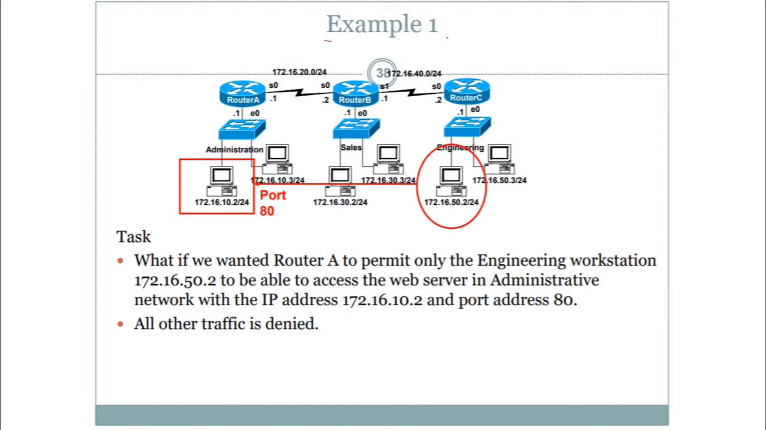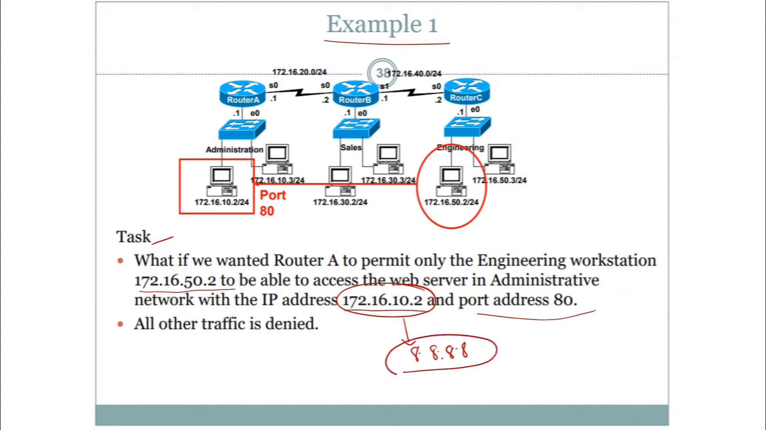So I have taken one example here, and it is saying that our task is, what if we wanted router A to permit only engineering workstation 172.16.50.2 to be able to access the web server in the administrative network with IP address 172.16.10.2 and port address 80, and all other traffic denied. So I will take this network with the IP. So this is the server address 172.16.10.2. Rather than this, I will take a Google server, 8.8.8.8. Okay, and then I will just configure that in Packet Tracer.